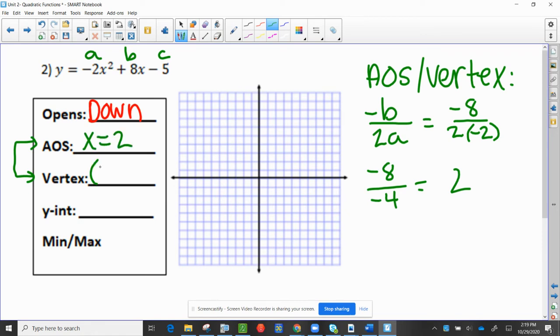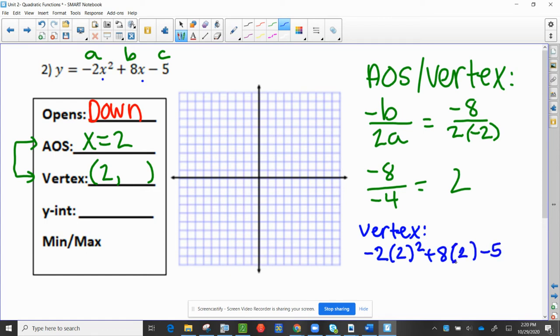So if I know my axis of symmetry, I know half of my vertex. I know the x value of the vertex. So now I just have to find the y value. So I take that value that I just got and I plug it in for x everywhere in the equation. So that'd be negative 2 times 2 squared plus 8 times 2 minus 5.